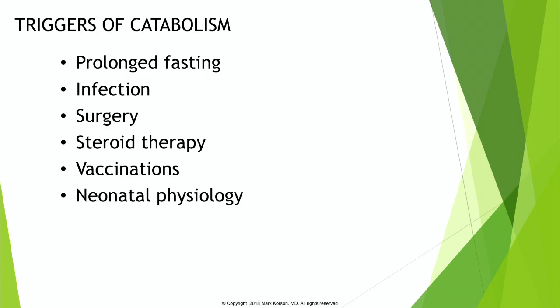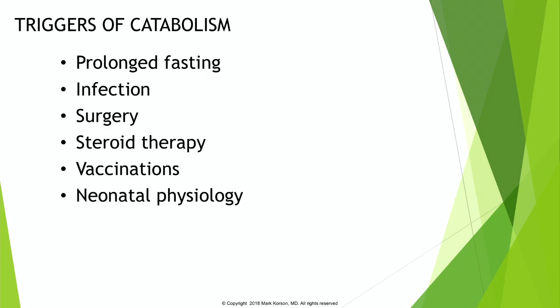So the triggers of catabolism, well, prolonged fasting, obviously, enough calories are not going to come in. Infection, your body is revving up to fight an infection, so you have a higher metabolic rate. But when we're sick, especially if we're febrile, we don't eat very much. It's a classic setup for catabolism. Surgery, our body is healing. Just injured is healing. Surgeons typically don't put post-op patients on enough calories. They are catabolic. Steroids inherently promote catabolism.